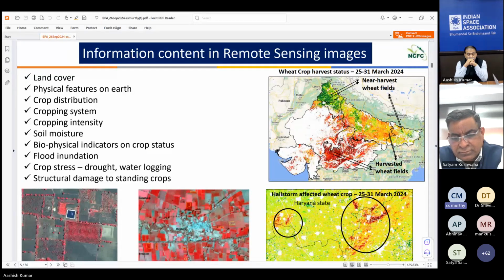We have three seasons. How many parcels are cropped in all the three seasons? If you want to increase the land productivity, because we can't bring additional land, the only way is: is there any scope to increase the cropping intensity? A large chunk of our net sown area, around 141 million hectares, is sown only once in a season. In the remaining two seasons, the land is vacant. So this is cropping intensity mapping, and there is soil moisture.